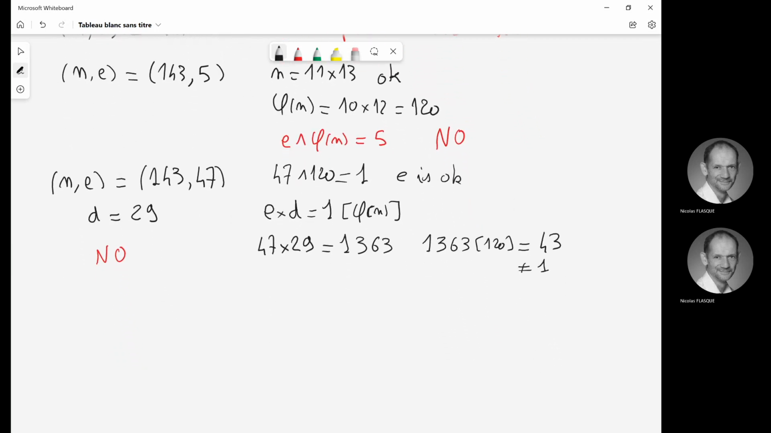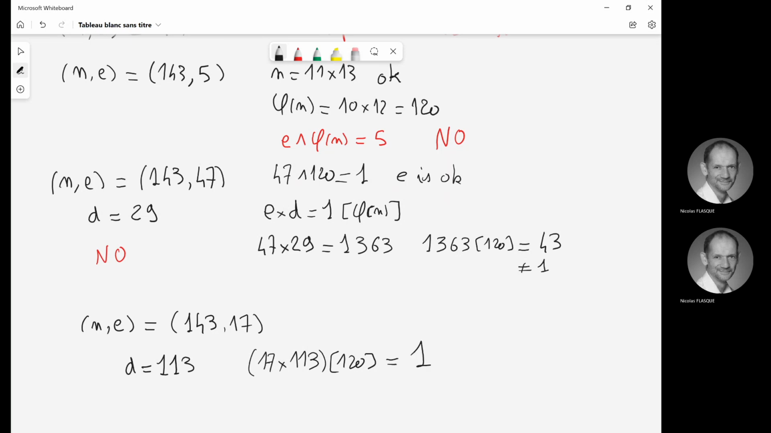Last example, an example that here will be okay. We'll keep the same value for n, 143, and choose another one for e, which is equal to 17. Here you can check that n is okay, e is okay with respect to phi of n, and then you're told that d is equal to 113. To check the values of e and d, we can try the following calculation: e times d modulo phi of n, and you find it's equal to 1.